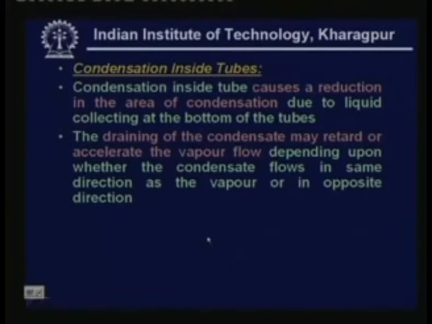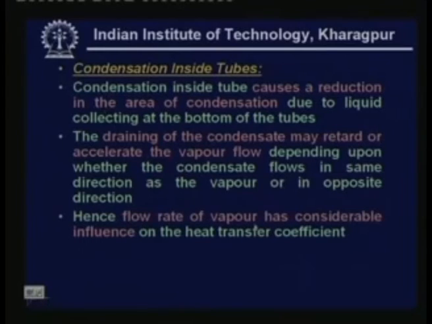And the draining of the condensate may retard or accelerate the vapor flow depending upon whether the condensate flows in the same direction as the vapor or in the opposite direction. That means when the condensate and vapor are flowing in the same direction, the vapor flow gets accelerated, whereas if they are flowing in opposite directions, the vapor flow gets retarded, and this also has an effect on the heat transfer coefficient. Hence, the flow rate of vapor has considerable influence on the heat transfer coefficient.